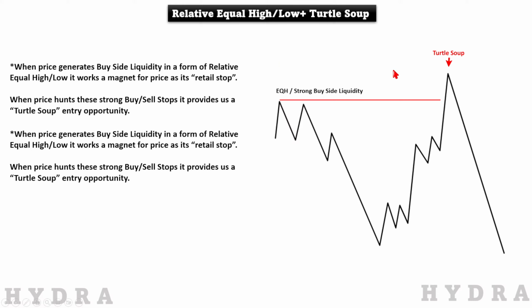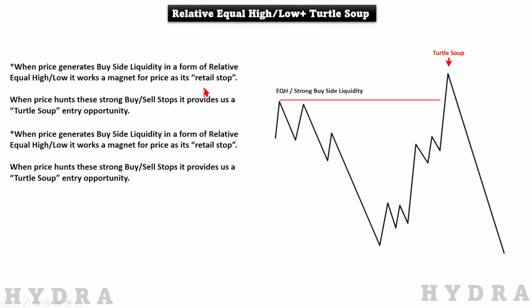Which was by using anatomy of PDA. So the same thing is repeating here, but this time we don't have a higher time frame PDA. We are specifically looking on a lower time frame and seeing this pattern repeating. So let's see what I wrote here. When price generates buy side liquidity in a form of relative equal high or low, it works as a magnet for price as it's a retail stop.